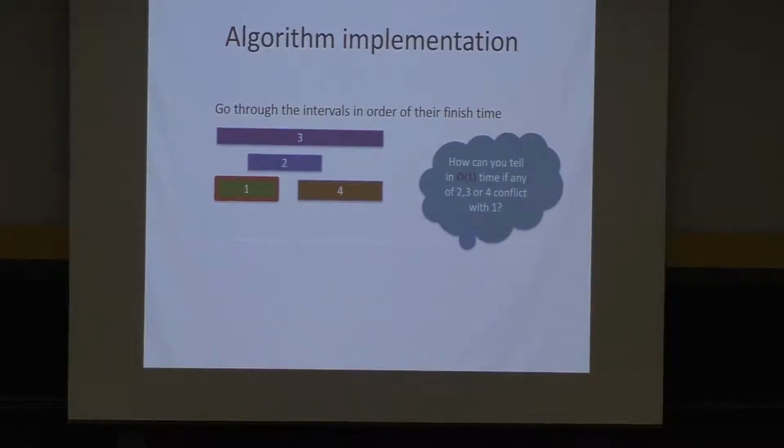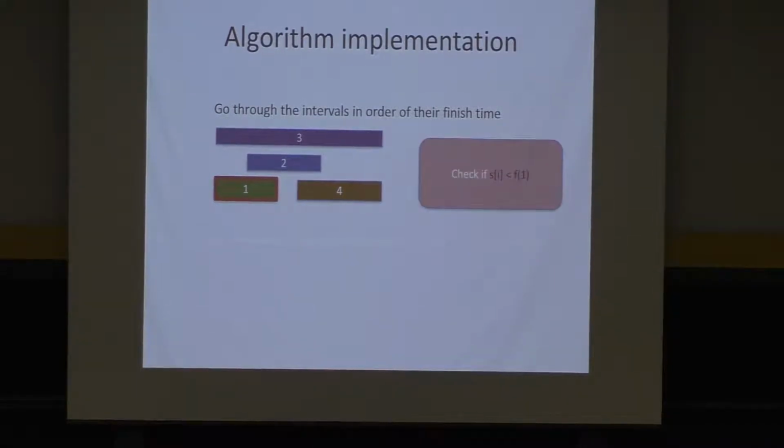We've already seen that if I fix one interval 1, and I give you any other interval, how can you quickly tell whether it conflicts or not? The simple answer is if the start time of say 2 is before the finish time of 1, they conflict. That's the only thing you need to check, again, because everything's sorted by the finish time. So given any job I, to check whether it conflicts with the first job is just to check whether the start time is strictly before f of 1. So this is a constant time check.